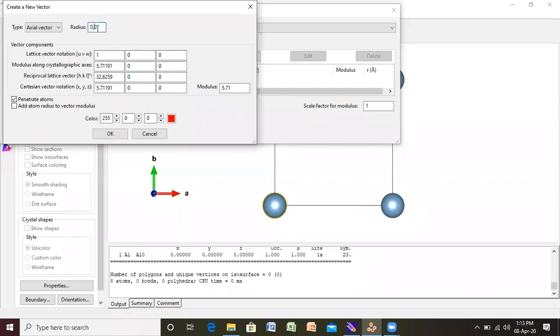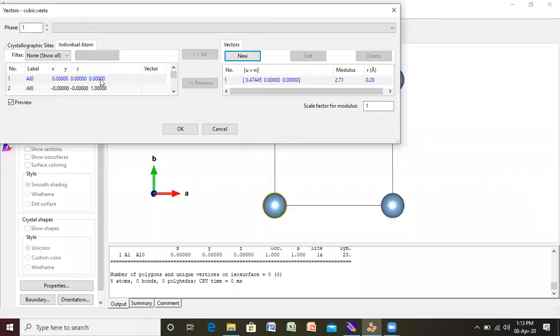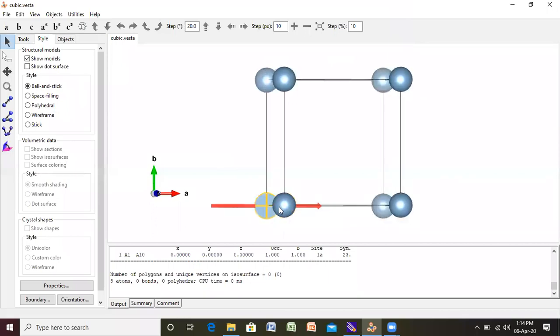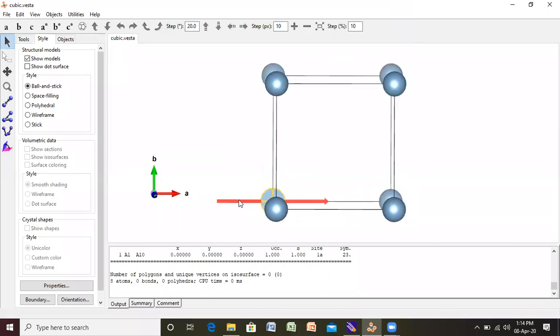Okay, I do it like this. It's a modulus. I reduce the modulus like this one. Okay, then okay. Okay, now you may see that this is a vector representing 1, 0, 0.